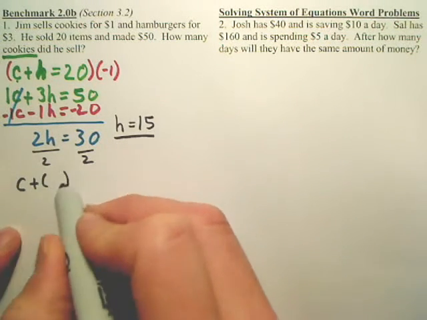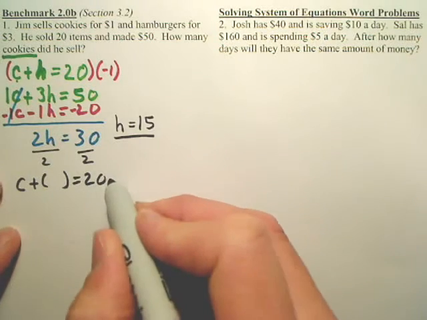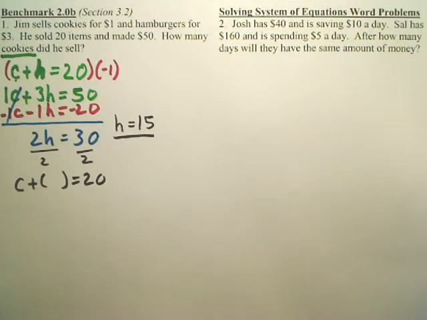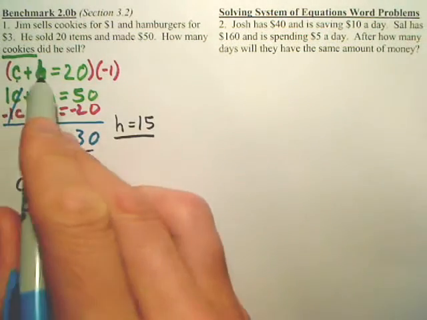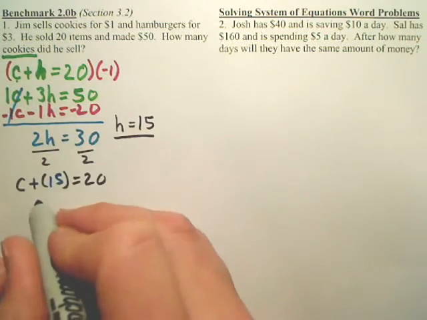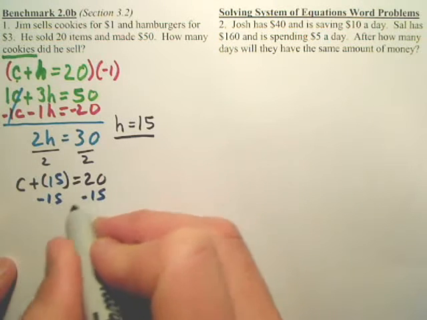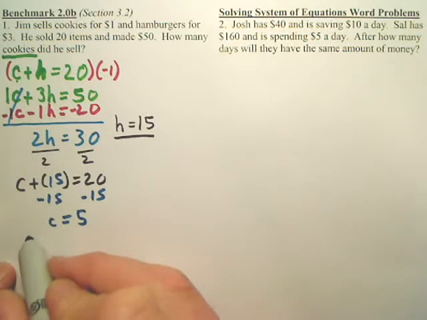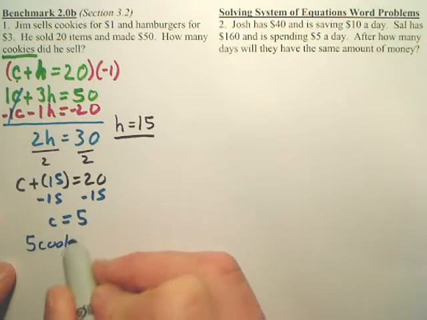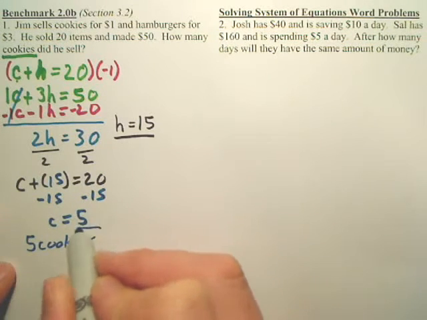C plus H equals 20. This is the first equation. If we plug in the 15 to the first equation here, plug the 15 in, and then solve it. So my answer is 5 cookies for the Cookie Monster.